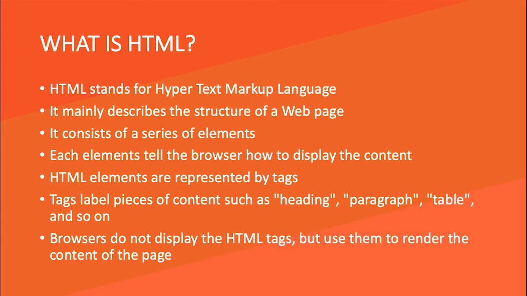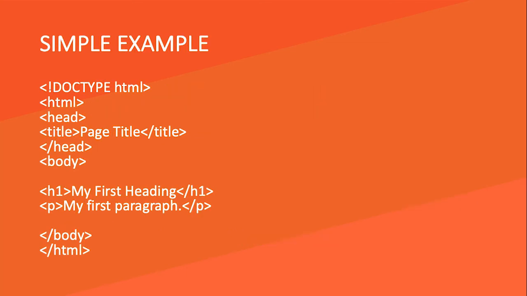HTML elements are represented by tags. The tags label pieces of content such as heading, paragraph, table, and so on. Browsers do not display the HTML tags, but use them to render the content of the page. Here is a simple HTML example.